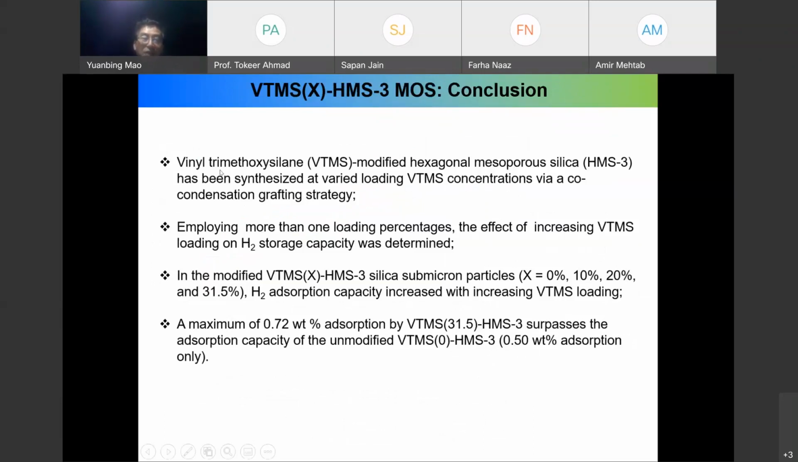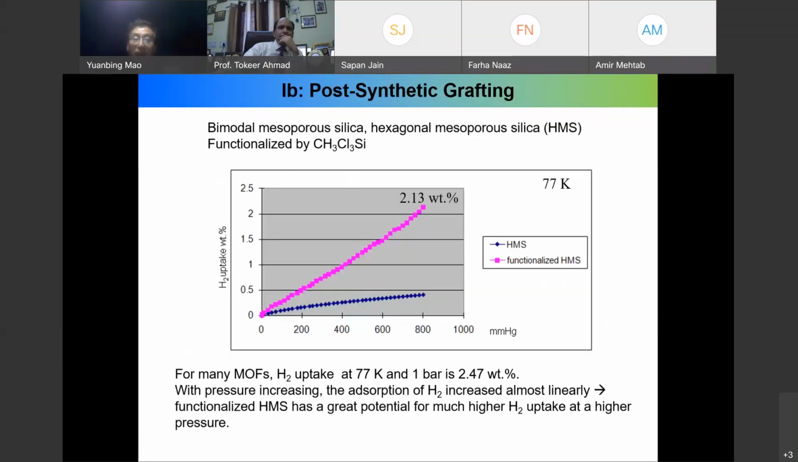So we use the linear trimethoxysilane to modify the hexagonal mesoporous silica, and by using different amounts of VTMS, by co-condensation grafting strategy, we use more than one loading percentage. We can see that with different amounts of VTMS, the hydrogen adsorption capacity actually increases with increasing VTMS loading. The maximum 0.72 weight percent adsorption was achieved, right?